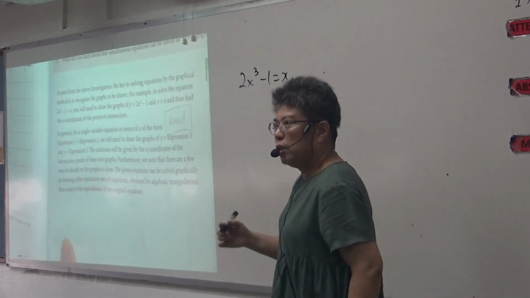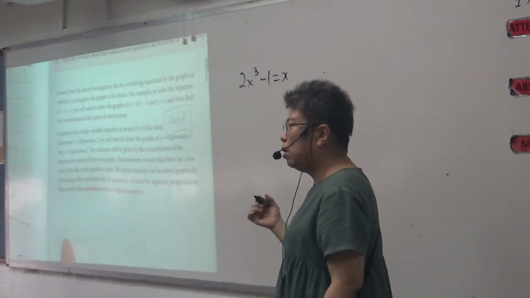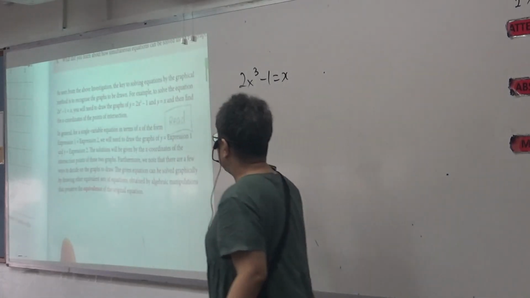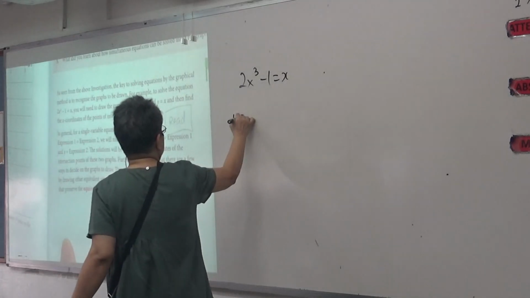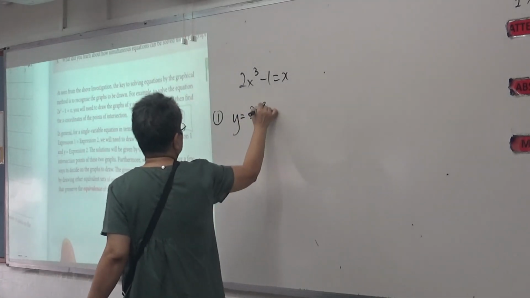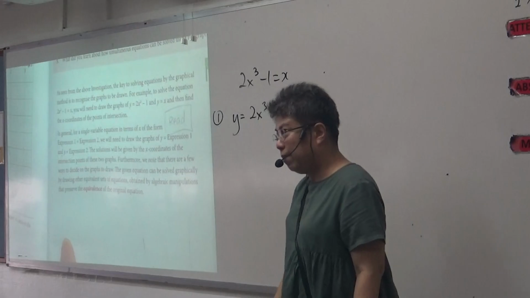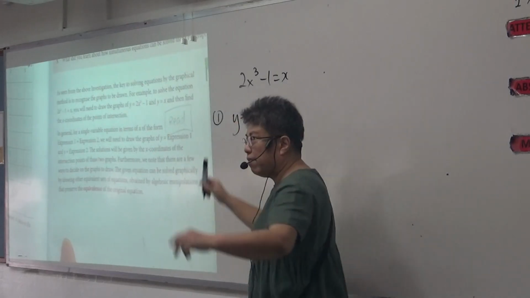How would the question be like? The question will be this. All of you look up. I'm going to tell you the question. The question will say, first of all, draw this graph. Can you see this one will coincide with the left hand side?